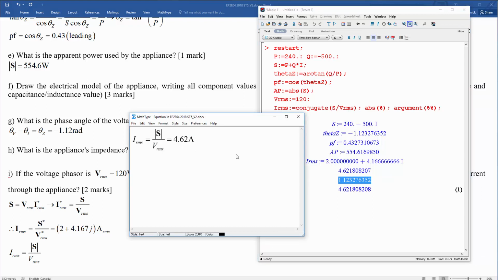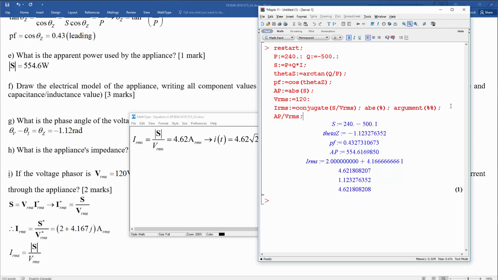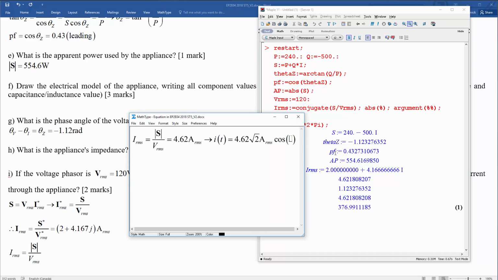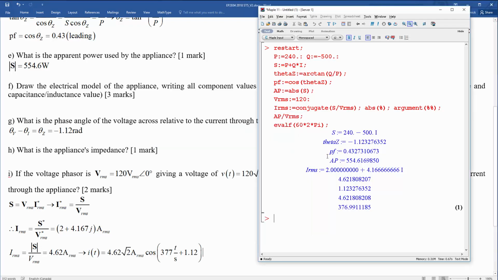So 4.62 amps RMS, and this means that the current is 4.62 root 2 amps RMS times cos of omega t, where 60 hertz is going to give us 377 rad per second. So 60 times 2 times pi. If we evaluate that, yep, 377 rad per sec. So 377 t per second plus 1.12. Okay, so there's our current.